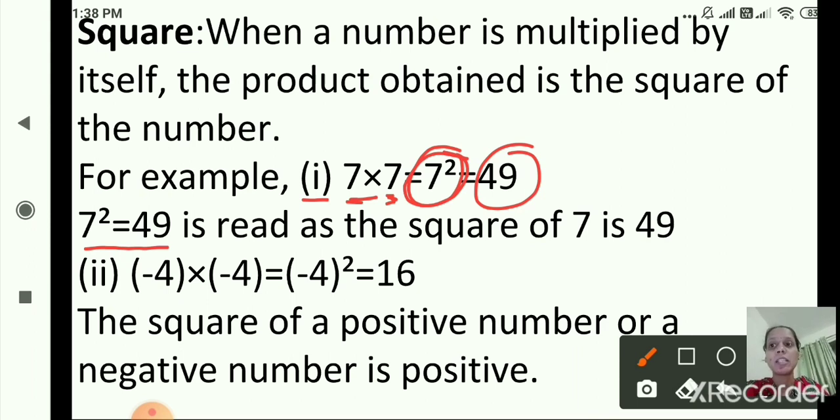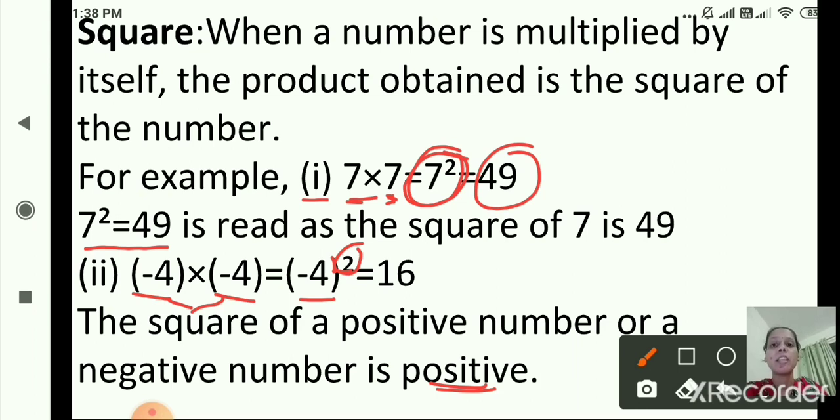Now we will see the second example. As you can see here, minus 4 multiplied by minus 4, that is minus 4 raised to 2. How many times have we multiplied this? 2 times, so it is minus 4 raised to 2, correct? What is the answer here? Minus 4 multiplied by minus 4, 4 4s are 16, and minus minus becomes plus. So minus 4 square is equal to 16, or the square of minus 4 is 16. The square of a positive number or a negative number is positive.